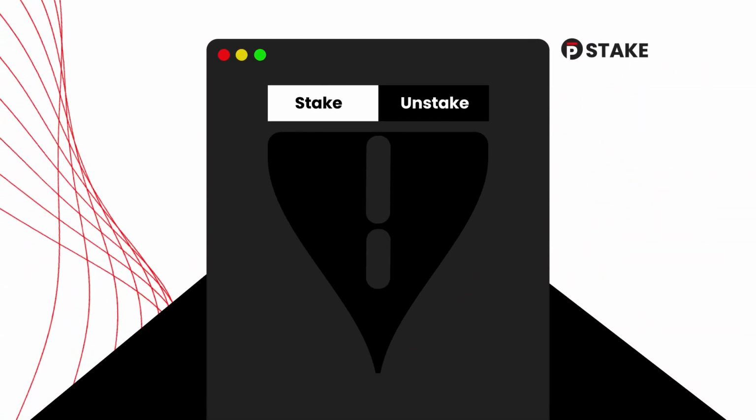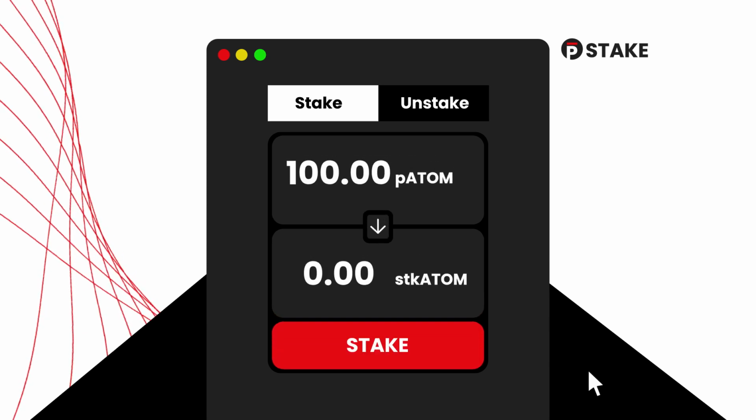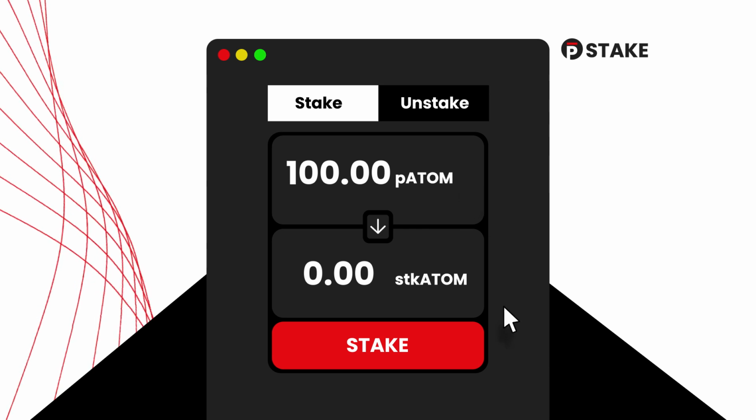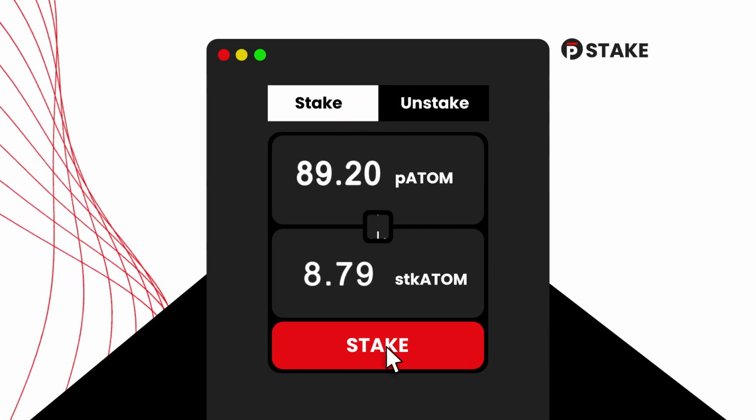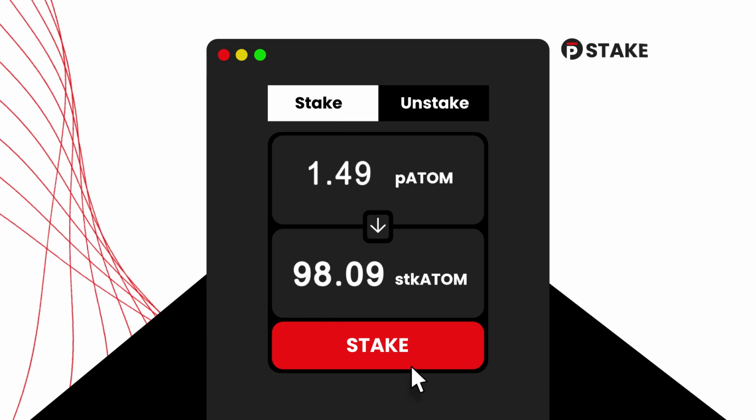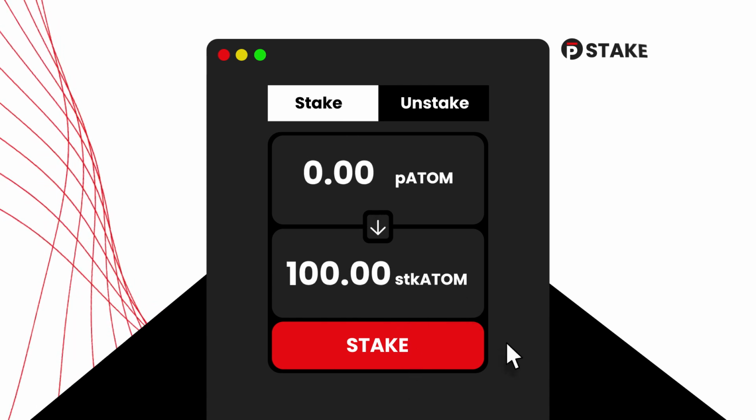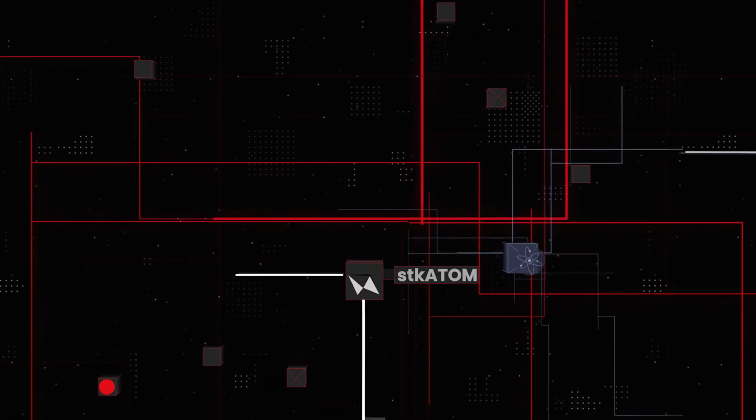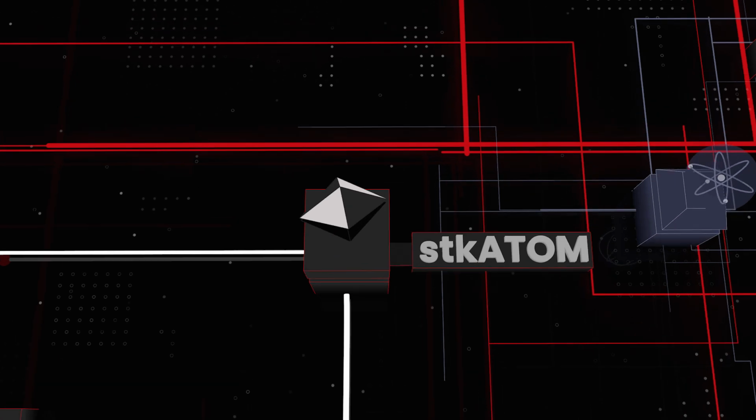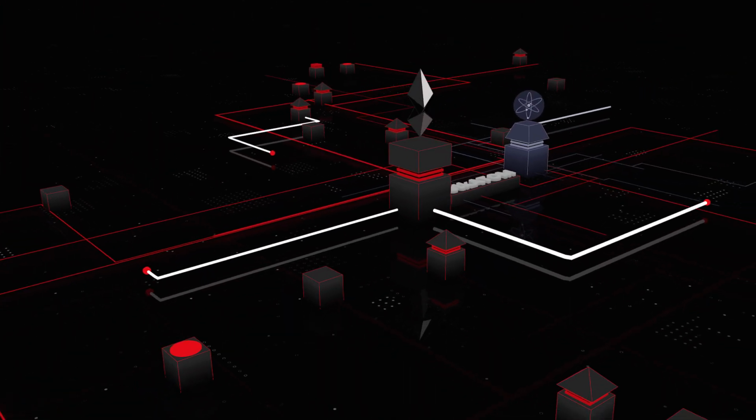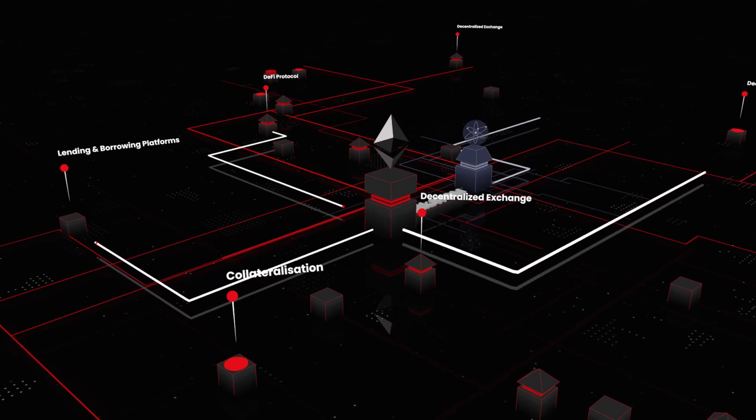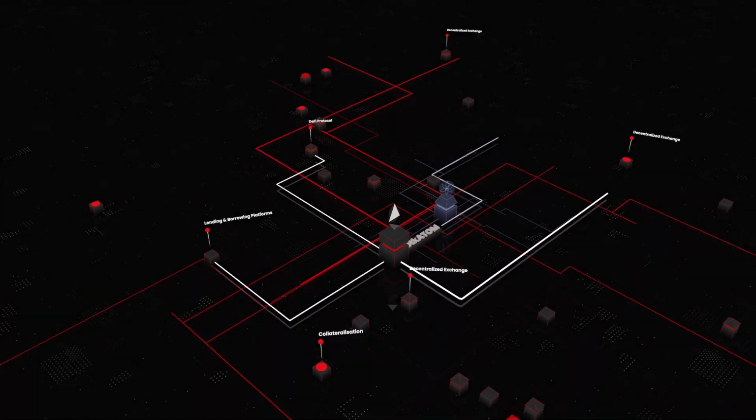Firstly, through its simple, easy-to-navigate interface, users can stake their proof-of-stake assets, such as ATOM, through the pSTAKE protocol to earn staking rewards. Once staked, the users will receive one-to-one pegged STK tokens, such as STK ATOM, which represent their underlying staked assets. These STK tokens can then be used within the vast DeFi ecosystem on Ethereum, allowing users to maximize their yield by providing liquidity on DEXs, using those assets as collateral for loans, and much more, in addition to receiving their staking rewards.